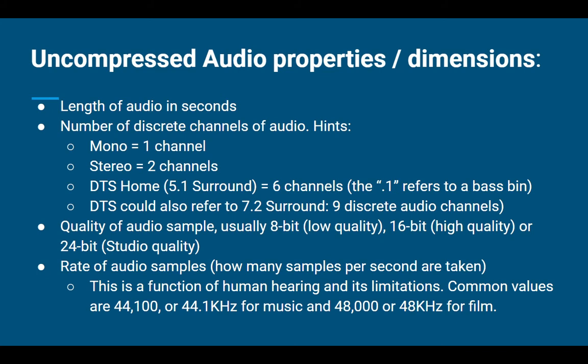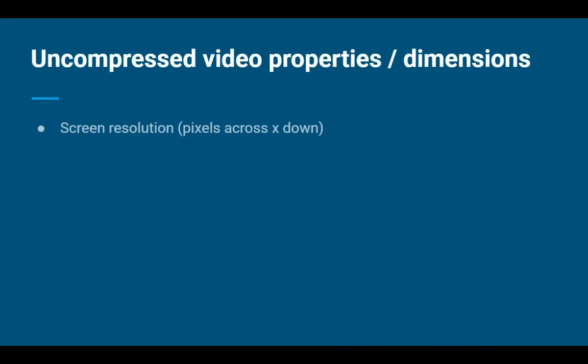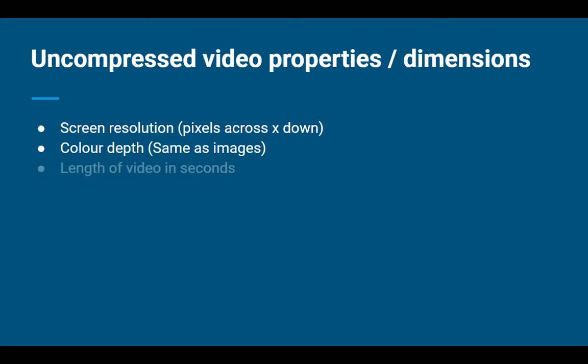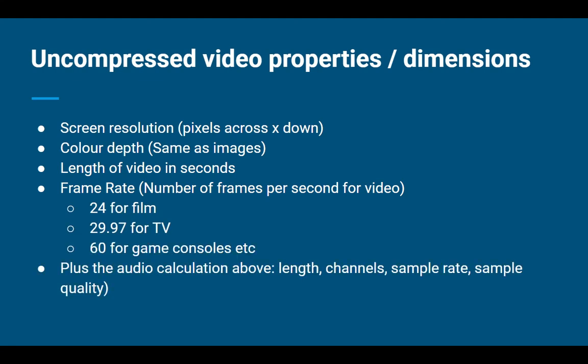We've already discussed that function of human hearing. Compressed audio properties, for example, the encoding rate, the length of audio, actually pretty easy. Oh, uncompressed video. Once again, you're never going to get asked to do video. It's a bit of fun. Screen resolution, colour depth, length of video, frame rate, for example, 24 for film, TV, games, whatever, plus the audio calculations above.